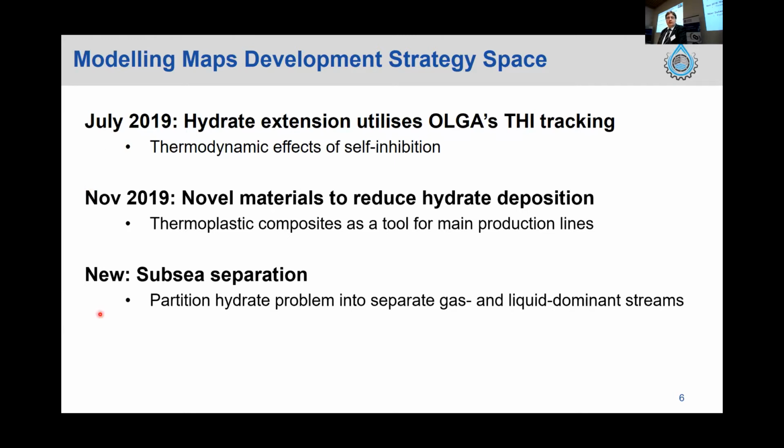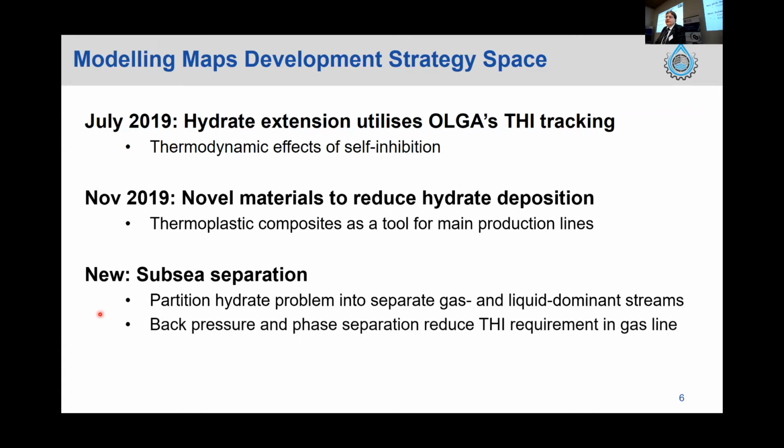So effectively what we're doing here is we're partitioning that hydrate problem separately into a gas phase and a liquid phase, and we want to deal with hydrates separately in each of these because you have quite a different solution depending on what phase you're in. So firstly, in the gas line, what you wind up seeing is that because you don't have liquid to push along in that line, you wind up reducing the back pressure quite substantially, up to tens of bar. And also, if you have really good separation, then you can actually reduce the amount of THI that's required as a baseline just because you are starving the system of water.